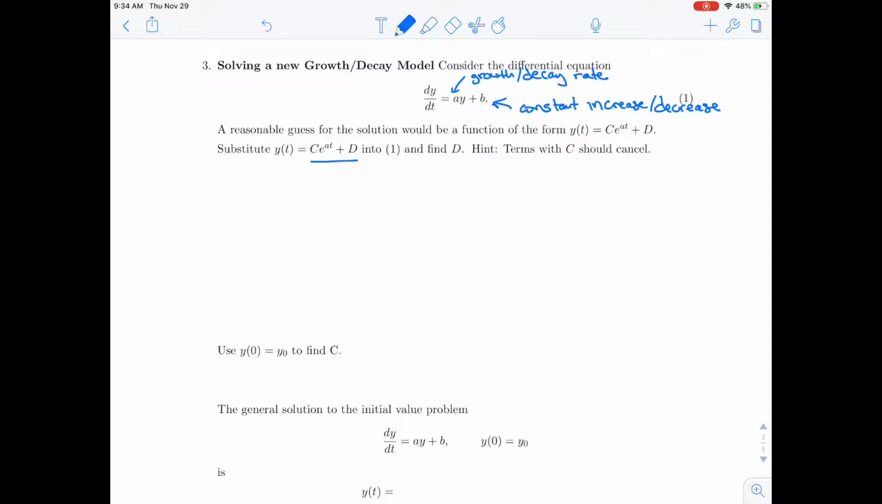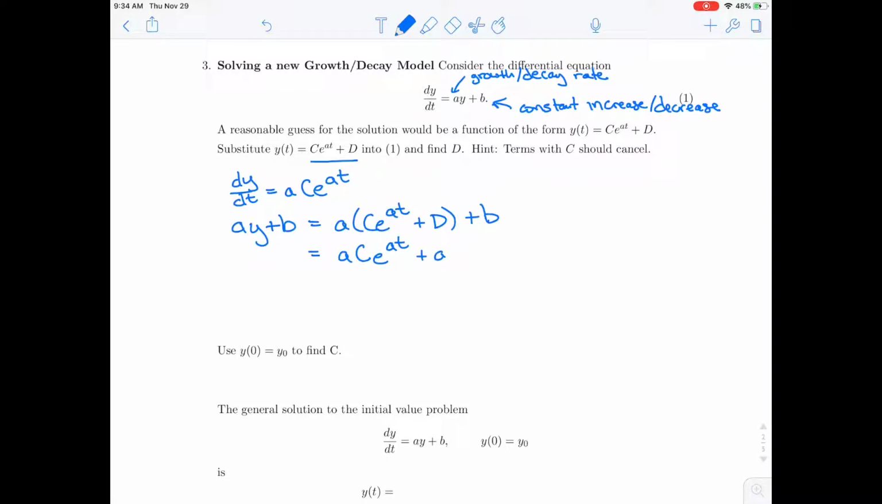So that's exactly what I'm going to do. I'm going to take the derivative of the solution. The derivative is going to be a c e to the at. The derivative of d, of course, is 0. And then I'm going to see what happens when I look at ay plus b. So that's a times our solution, c e to the at plus d, and then plus b. So that's a c e to the at plus ad plus b.